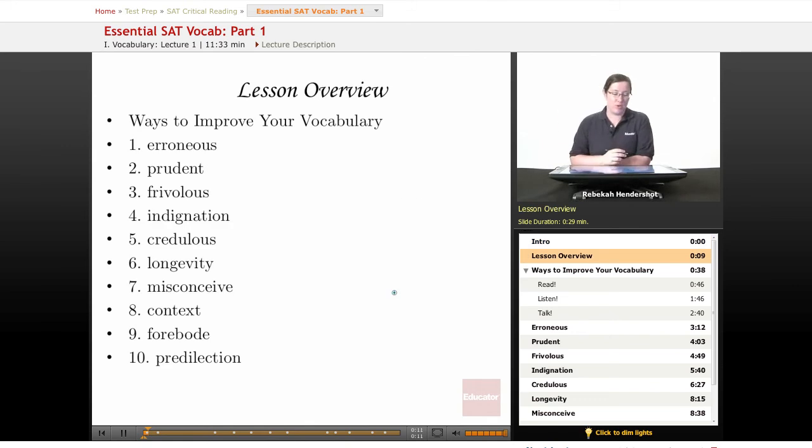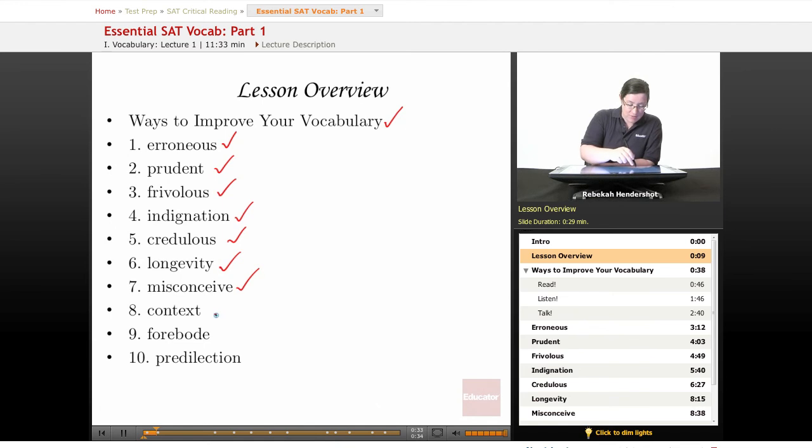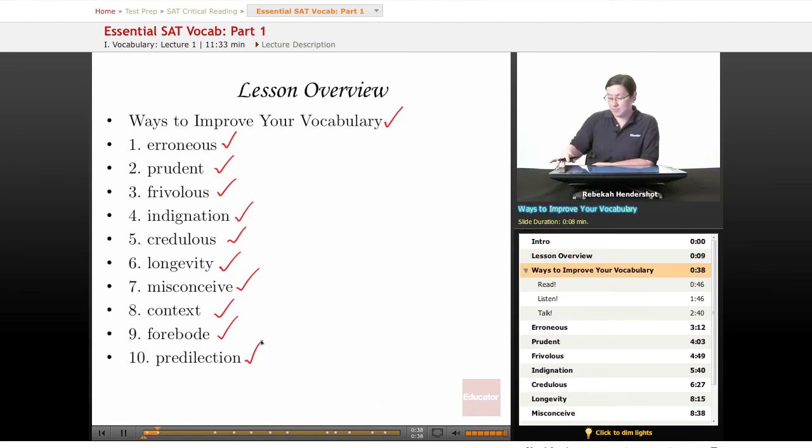Alright, we're going to begin with a brief lesson overview. We're going to do a standard ways to improve your vocabulary spiel. So if you're getting a little tired of these vocabulary lists or you want to do some work outside the course, here are some really good, easy ways to improve your vocabulary. In this lesson, we'll be covering 10 words: erroneous, prudent, frivolous, indignation, credulous, longevity, misconceive, context, forebode, and predilection.